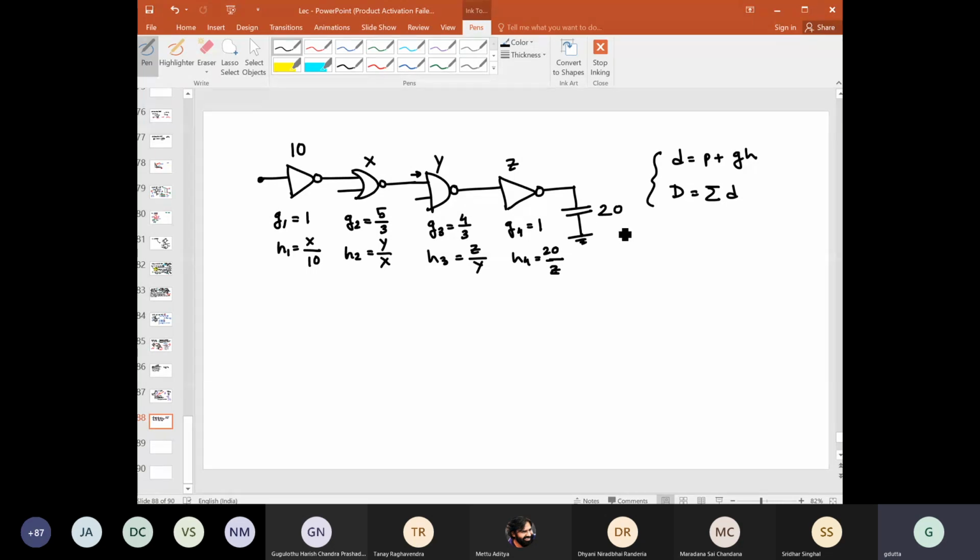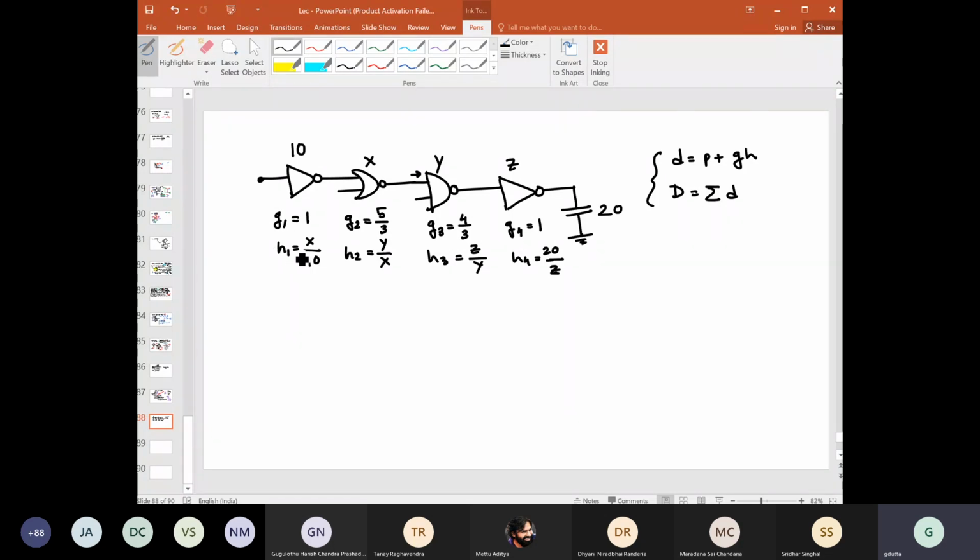and finally the whole thing is driving a capacitance of 20 units. Right. So we were discussing yesterday how to estimate the total delay, as well as what will be the criteria to find when the delay will be minimum. To figure that out, we first write the logical effort for each individual gate. So we have written the logical effort for this gate is 1, for this gate is 5 by 3, for this gate is 4 by 3, for this gate it is 1.